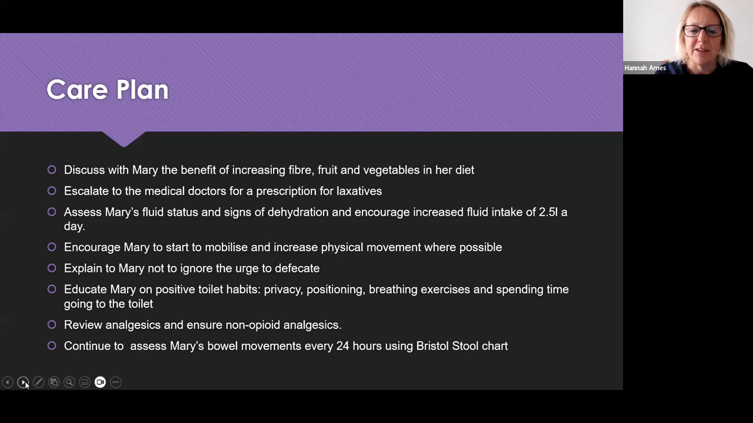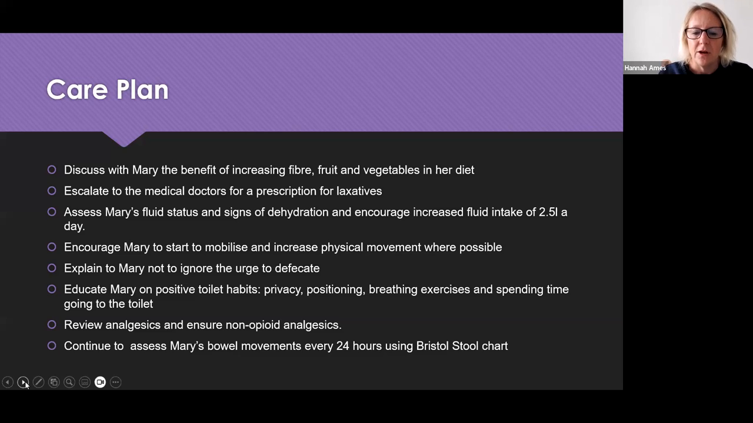We want to explain to Mary not to ignore the urge to defecate. When people are very constipated, there's a bit of a fear about going to the toilet and it being comfortable, so just reassuring her on that. And we want to try and educate and support Mary to have positive toilet habits, so ensuring there's privacy, good positioning, maybe with the feet slightly raised on a stool, which is very beneficial, maybe some breathing exercises, and just spending that time on the toilet.